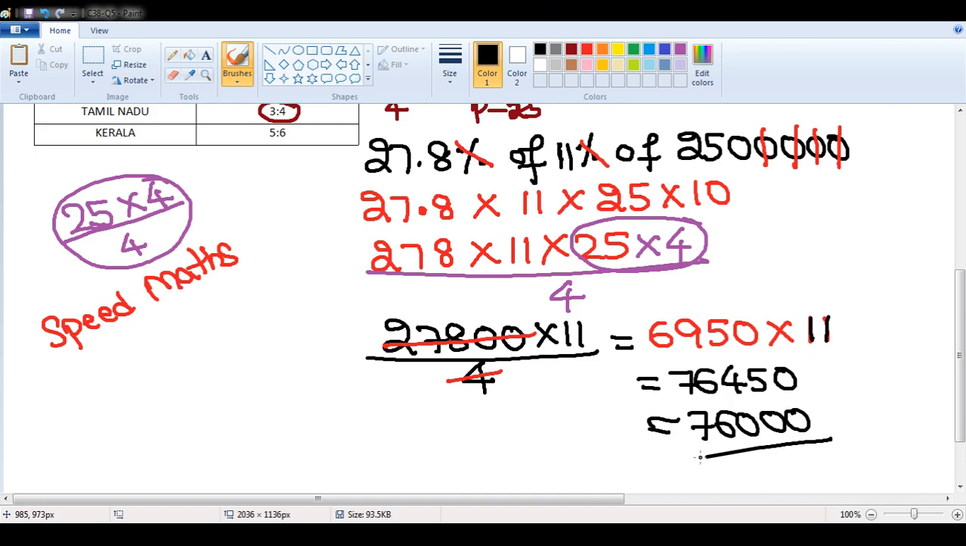I hope it is clear, sir. This question requires a little bit of calculation and the concept of alligations, which we have discussed in our regular classes of averages, mixtures and alligations.